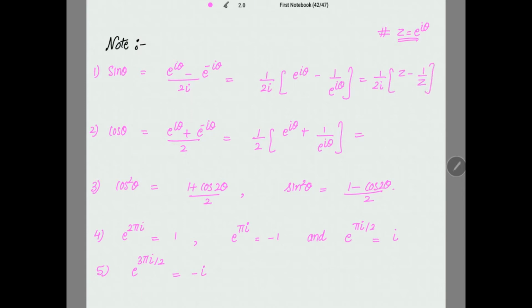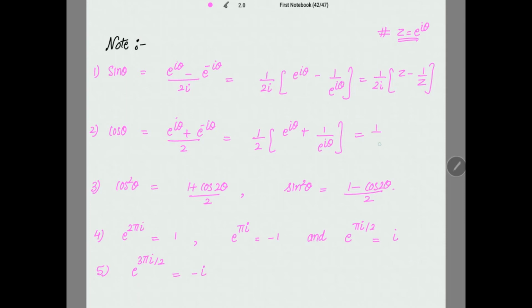Keep this in your mind because I'm going to use this formula almost in all the examples. Then is the cos theta, which is (e to the power iota theta plus e to the power minus iota theta) over 2, which is equal to 1 by 2 (e to the power iota theta plus 1 over e to the power iota theta), where e to the power minus iota theta is changed to 1 over e to the power iota theta.